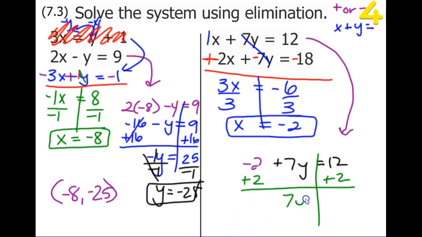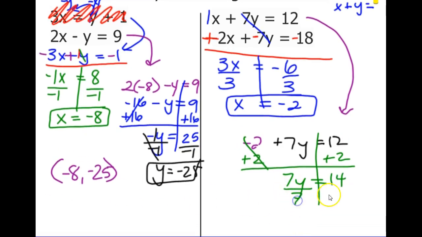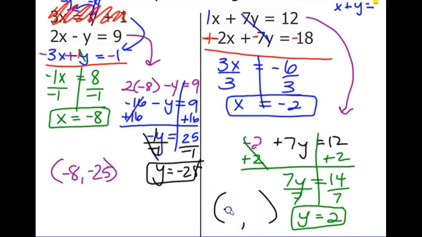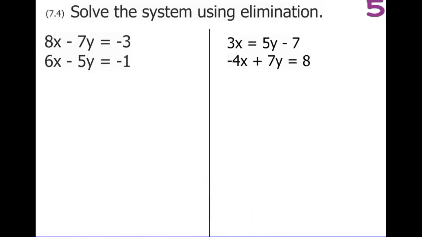So we have 7y equal to now 14. And if I divide by 7, 14 divided by 7 is 2. So my answer, x comma y, x is negative 2, and y is positive 2. We did a couple more using elimination, but these ones we have to multiply first because our x's and our y's aren't going to eliminate, so we need to multiply to get rid of them.